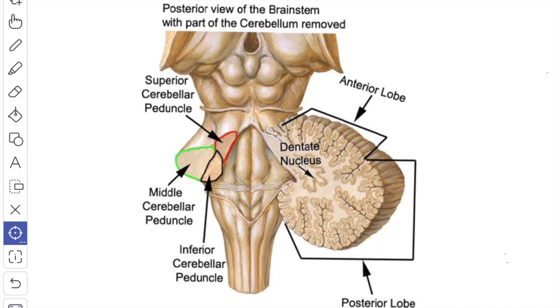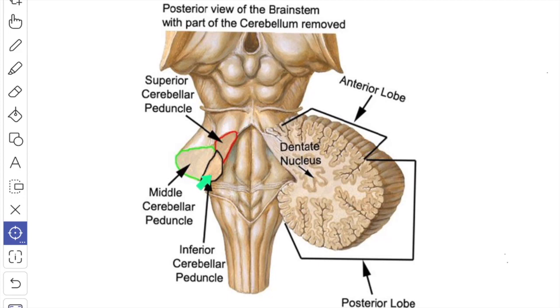Next we'll see about the cerebellar peduncles. The afferent and the efferent fibers of the cerebellum are grouped together on each side into three large bundles. They are called the cerebellar peduncles. The superior cerebellar peduncle connects the cerebellum to the midbrain. The middle cerebellar peduncle connects the cerebellum to the pons. The inferior cerebellar peduncle connects the cerebellum to the medulla oblongata.